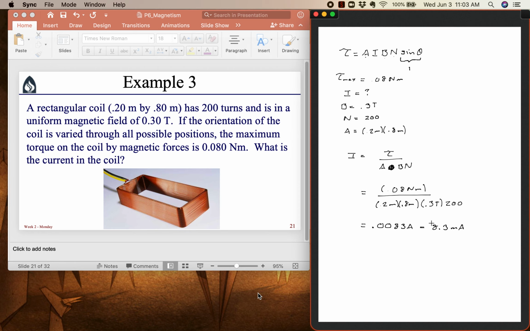Now this coil in a magnetic field, and the fact that it has a torque on it, is very important. This is the physics behind how electric motors work. So everything in your house that has an electric motor, anything that you plug into the wall and it spins, so any sort of CD player or hair dryer or microwave turntable, anything that rotates, fan, when you plug it in, has an electric motor in it.